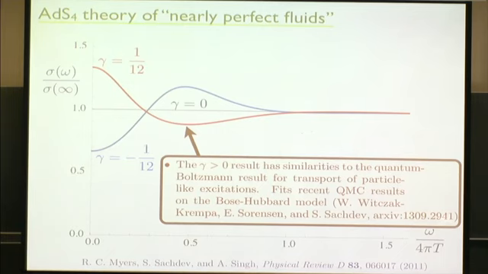And in a very recent paper that I won't say much about, which just came out on the archive last week, we compared some of these frequency dependencies with Monte Carlo results on a small N model like the Bose-Hubbard model, and find that it actually does rather well in fitting the frequency dependence.